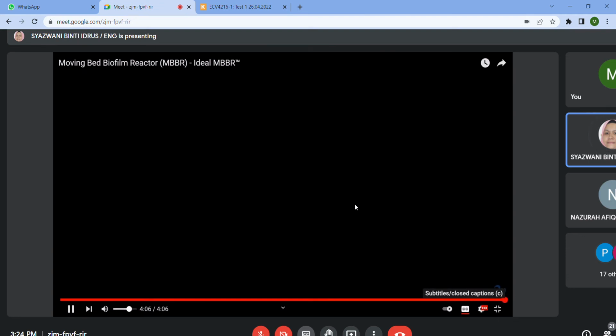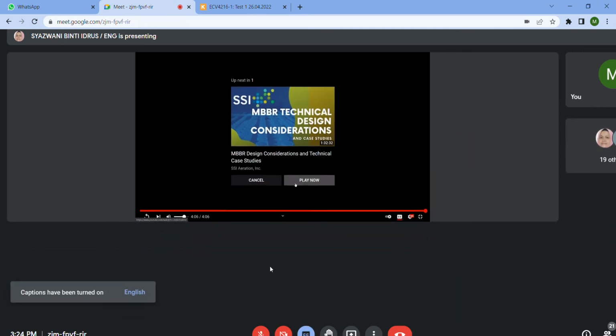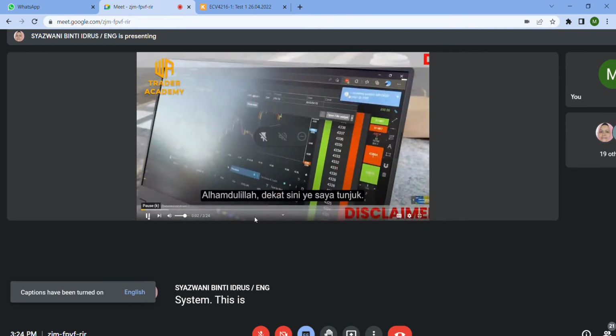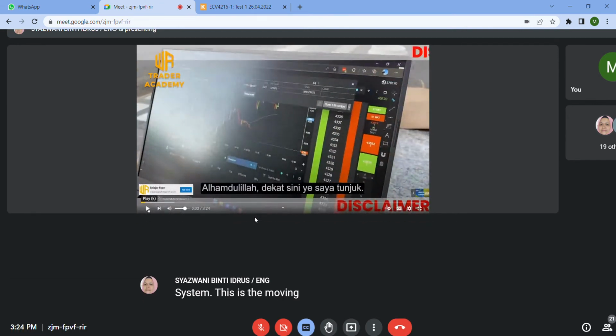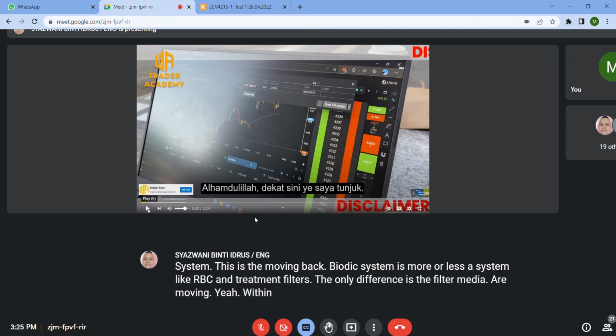Okay, so these are the moving bed bioreactor system. So the moving bed bioreactor system is more or less a system like RBC and trickling filters. The only difference is the filter media are moving within the tank.